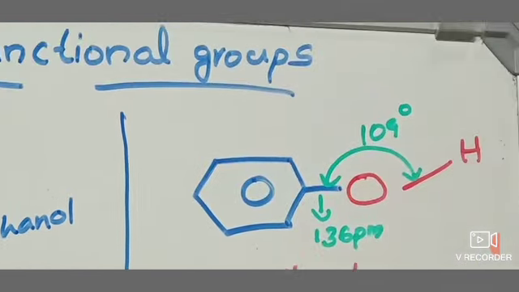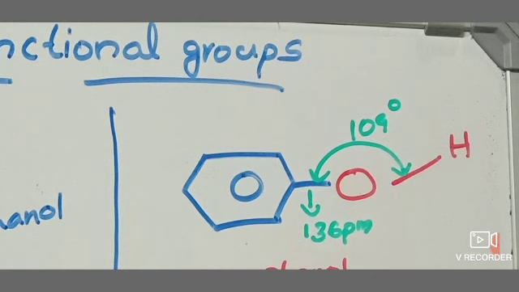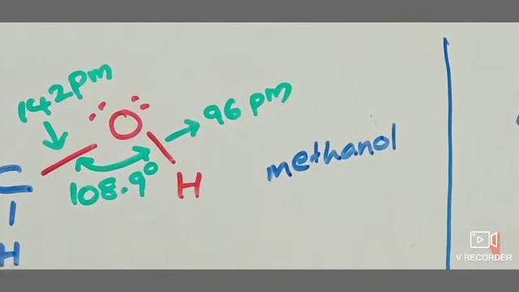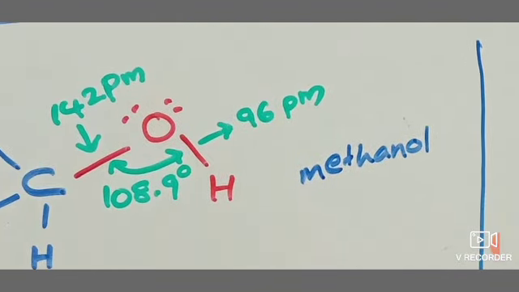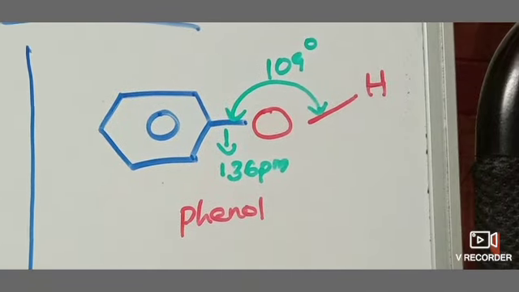The reason is that this carbon oxygen bond is having a partial double bond character, because in benzene ring it is having conjugate double bond. Therefore, due to the presence of lone pair on this oxygen atom, this carbon oxygen bond is having partial double bond character. That is the reason why the bond length is less than the bond length in methanol. Here it is 142 picometer, it is 136 picometer only.